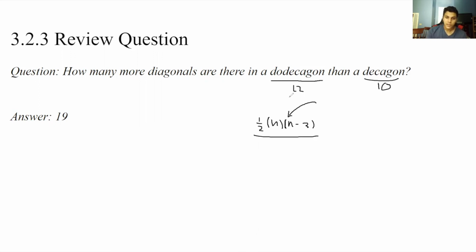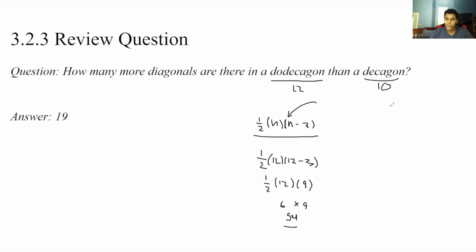So first, I need to find how many diagonals there are in a dodecagon. So therefore, I substitute in 12 for n, because there are 12 vertices and 12 sides in a dodecagon. So 1/2 times 12 times 12 minus 3, where 12 is in the place of n, gets me 1/2 times 12 times 9, because 12 minus 3 is 9. And then 1/2 times 12 is 6. And then 6 times 9 is 54. So there are 54 diagonals in a dodecagon, or 12-sided shape.